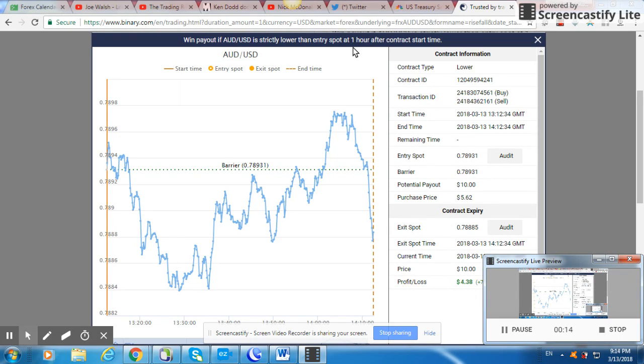As you can see from the top here, this is the result. 1 hour. We were in at this level. This is the barrier. And it's turned out rather nice, really. So, very happy. I've recovered the loss that we had earlier, because I was a bit more confident about this trade.